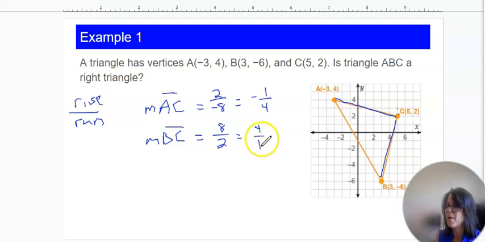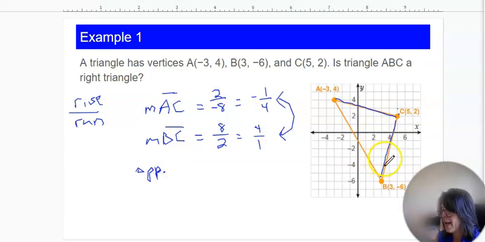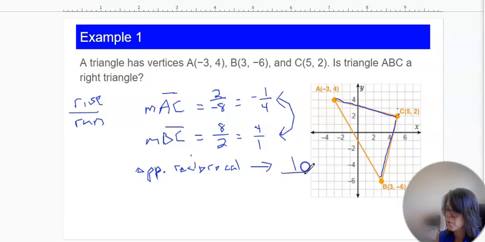I'm leaving it this way because I want you to notice the relationship here. These are opposite. One's negative, one's positive, and reciprocal. The fraction is flipped. Opposite reciprocal slopes mean that the lines that we found the slopes of are perpendicular. And I can use my symbol for perpendicular, right? Remember the symbol? And so that means ABC is a right triangle.